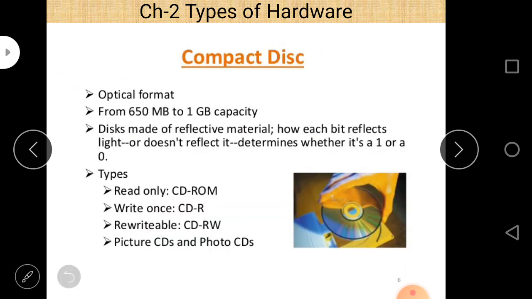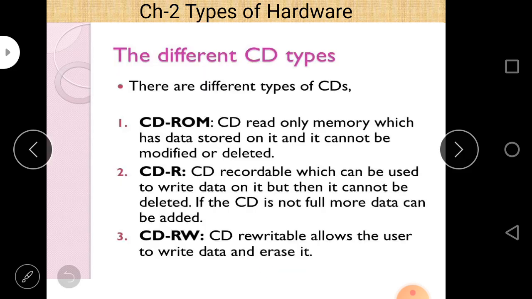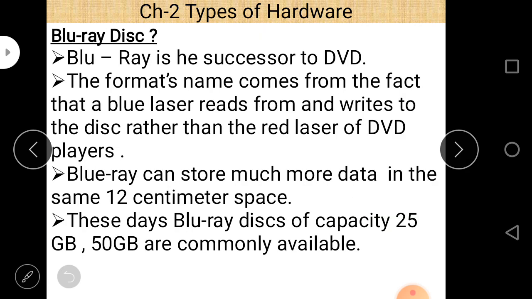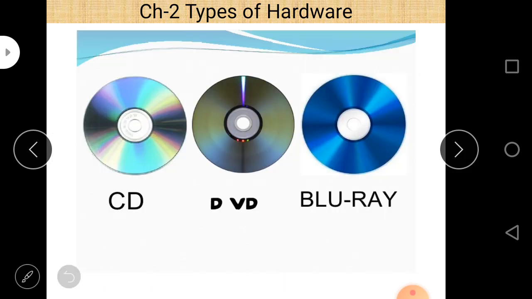Next is compact disk. These are the basic classifications of compact disk. Remember the size, the most common size is 700 MB. DVD most common size is 4.7 GB, and then Blu-ray disc size is 25 GB to 50 GB. Those are the most common sizes of Blu-ray disc.